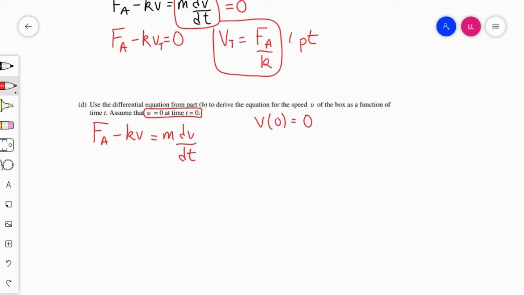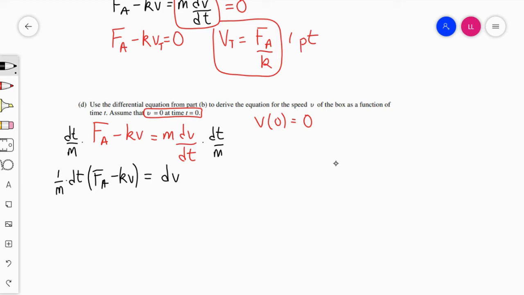Now we're just going to remember the process: separate the variables. Get anything with a v to one side, and anything that does not have a v to the other side. So what I'm really going to do here is multiply by dt over m first. So I'll have dt over m equals dv divided by Fa minus kv. Okay, the next step would be to divide by Fa minus kv.